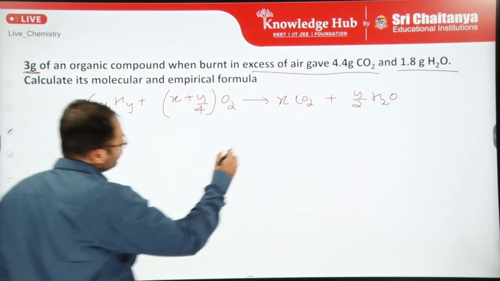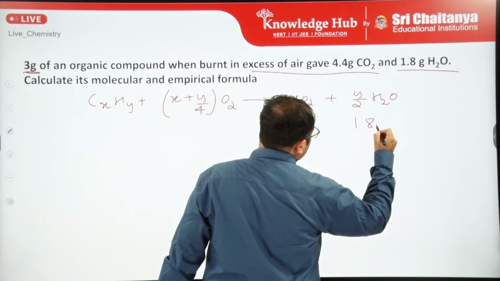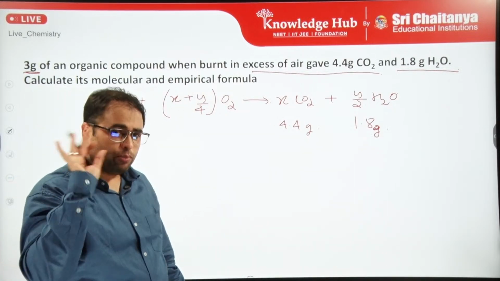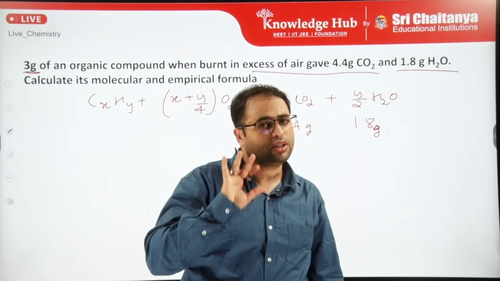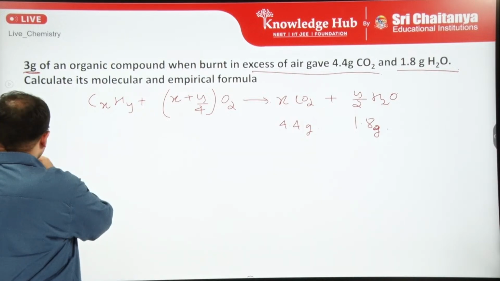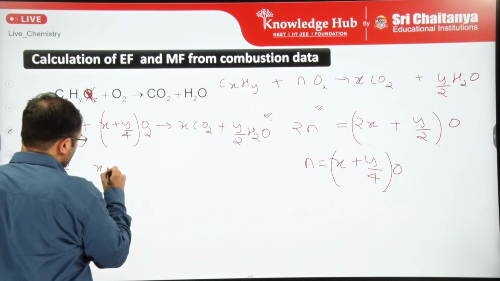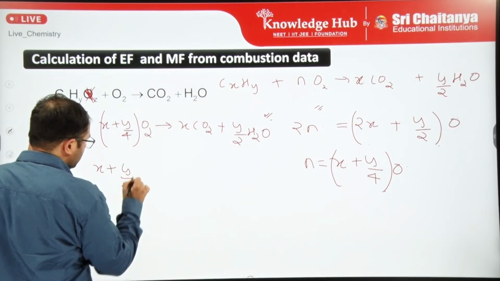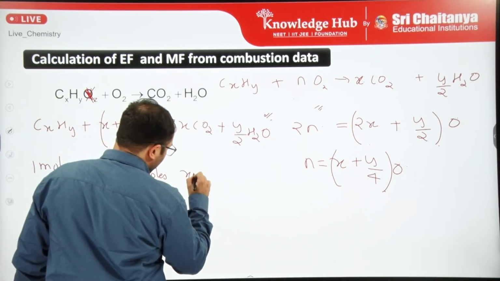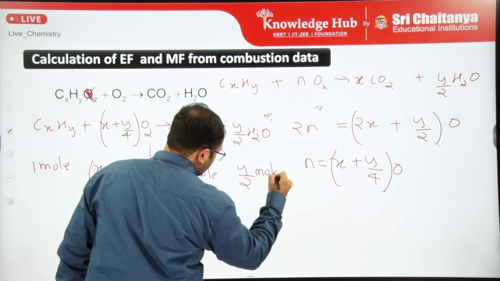So you have 4.4 grams of carbon dioxide you get after burning, and you get 1.8 grams of H2O. Whenever you have grams, the thumb rule, or the hint, is always calculate it in moles. Because this equation tells you that 1 mole of this compound reacts with these many moles of oxygen to give you X moles of carbon dioxide and Y by 2 moles of water.